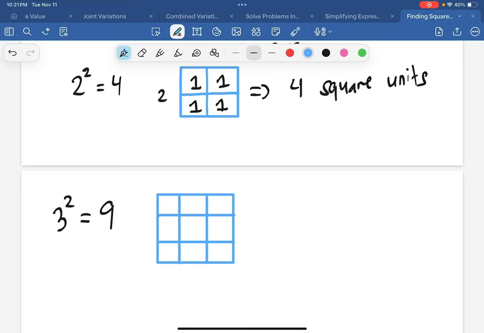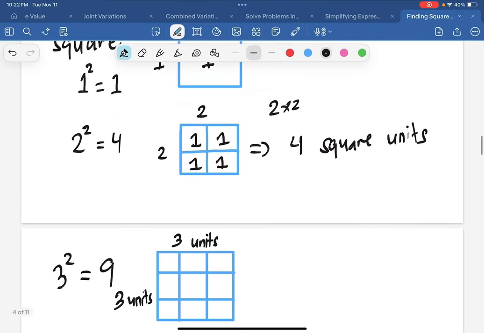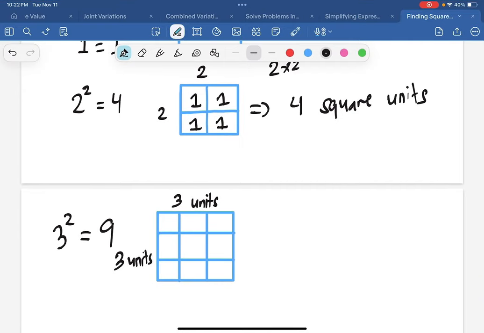Again, this is not a perfect square because I'm not good with drawing, but just bear with me. Now here, if we have 3 units, whether this is a centimeter or any metric system or measurement being used, so we have here 3 units. Okay, so we know that 3 times 3 is 9, so each of these squares will have 1 square unit. And if you add all of them, we get 9 square units inside. Okay, so 9 square units.